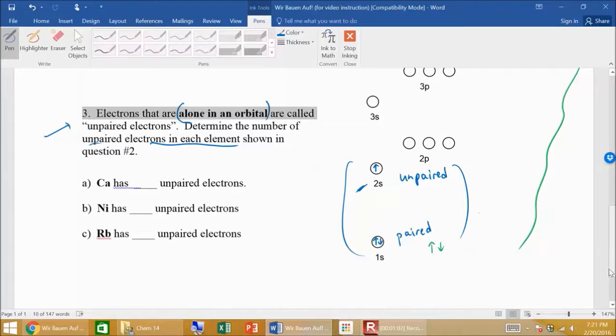So some answers to help you. Calcium, you should find 0. So try to figure out why it is 0. Nickel is greater than 0, but less than 4. So you can try to figure out what's the actual answer. It's not 0, it's not 4, it's somewhere in between. And this one I won't give you any hint, I'll just say figure it out.